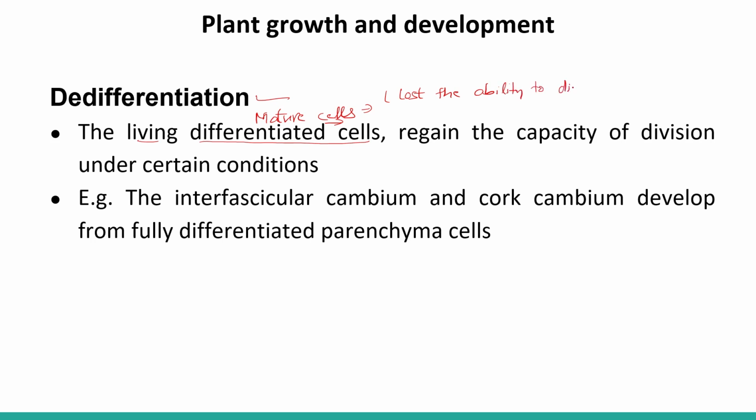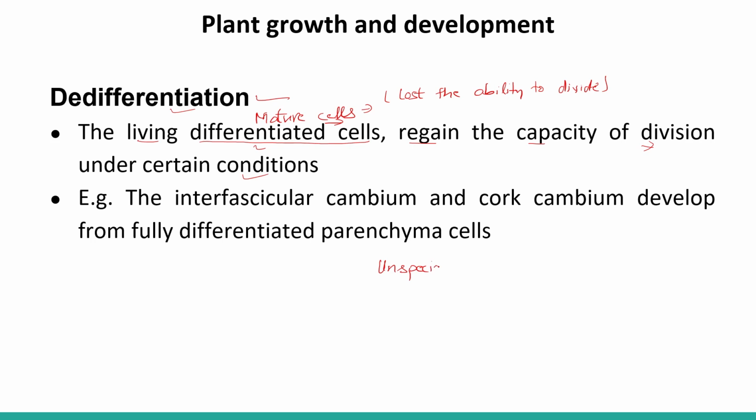And it has acquired a specific role and characteristic. So sometimes what happens, some of the living differentiated cells regain the capacity to divide, under certain conditions. These cells are then known as de-differentiated cells, and the process is known as de-differentiation.